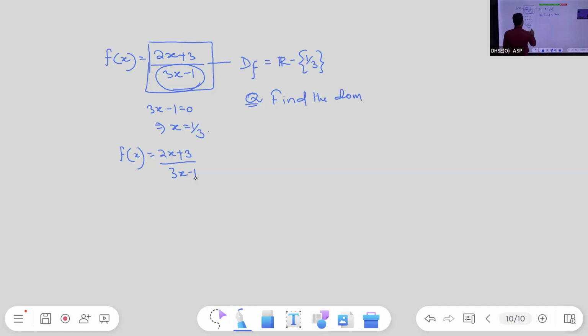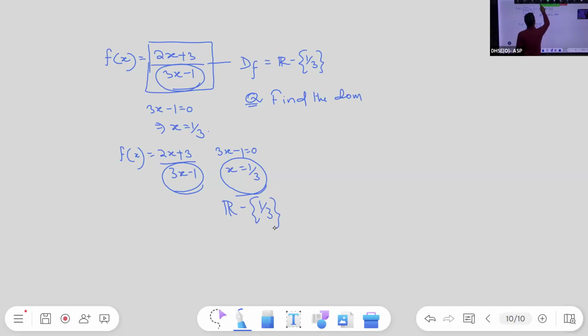The function will be undefined only when the denominator is 0. That is 3x minus 1 is equal to 0, x is equal to 1 by 3. For x is equal to 1 by 3 the function is undefined. For all other points except 1 upon 3, it is defined. Hence, the domain of the function is R minus 1 upon 3.